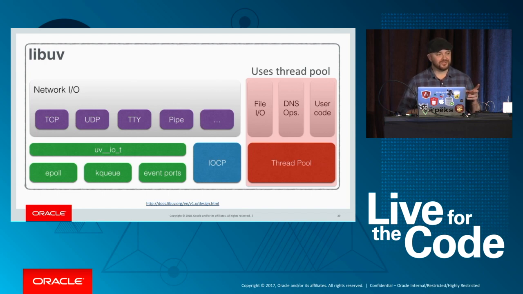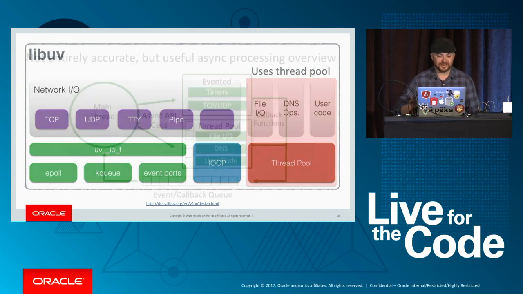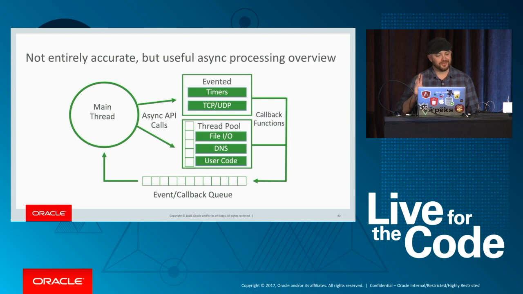Now, I created this diagram I'm going to show you many moons ago. In the first video that I showed you before, you can watch later, the presenter said, you know, everyone does these diagrams of the thread pool and they're always wrong. And he's right. My diagram is not entirely accurate, but it is useful for simplifying and understanding how async processing works in Node, so I'm going to keep showing it anyway.